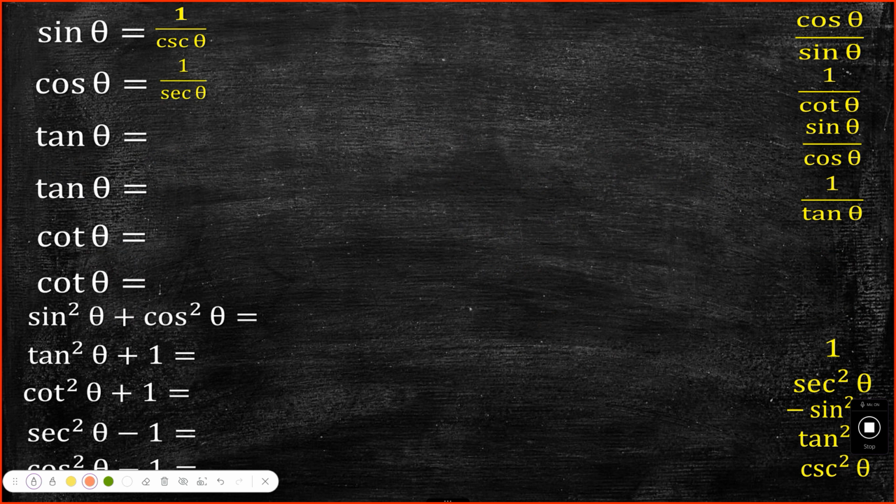Tangent theta, which one? We got 2 of them. Which one do you think we got on this one? Grover, what's tangent theta? Which one do you think? Did you say 1 over cotangent theta? I think that's the one we want. Yes, yes. What would be the other one then over there?